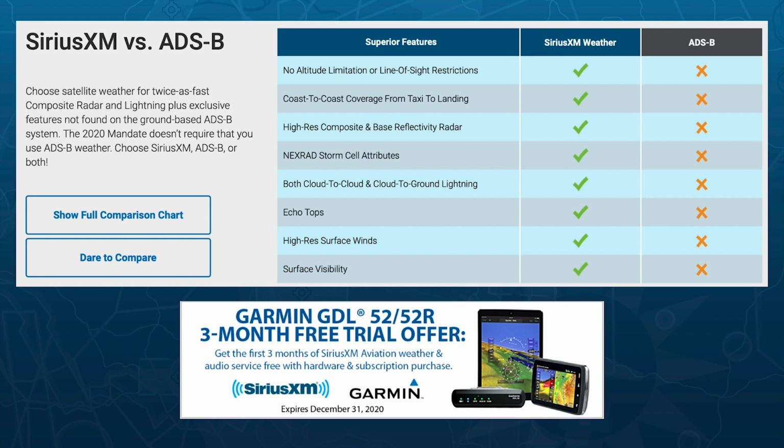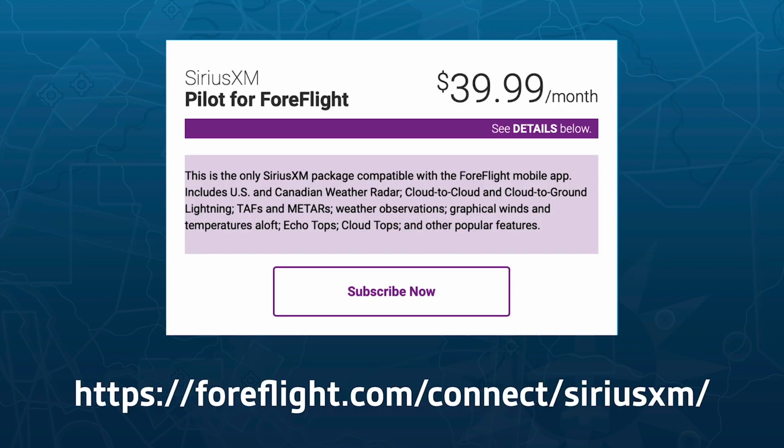The Sirius XM weather subscription really has a lot of benefits to it versus ADS-B. There's no line of sight restrictions. You've got coast-to-coast coverage, high-resolution radar and base reflectivity radar. NextRad storm cells, we've got echo tops, surface visibility, really essentially everything you need included in that package. Now, once you get the GDL 51 or 52, the difference being the 52 actually has an ADS-B receiver as well, while the 51 has just a Sirius XM receiver.